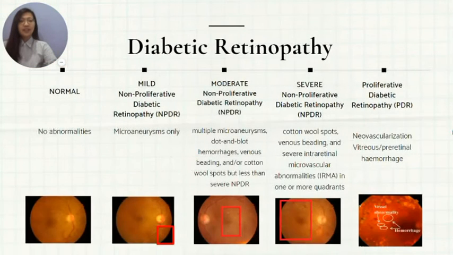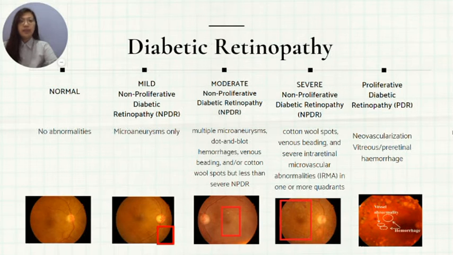According to the International Clinical Diabetic Retinopathy Disease Severity Scale, the severity level of diabetic retinopathy is based on the number and size of lesions present on the surface of the retina. There are 2 main forms of diabetic retinopathy. Non-proliferative diabetic retinopathy, also called NPDR, is the earliest stage of diabetic retinopathy. There are 3 main stages to this type of retinopathy, which include mild, moderate, and severe NPDR.